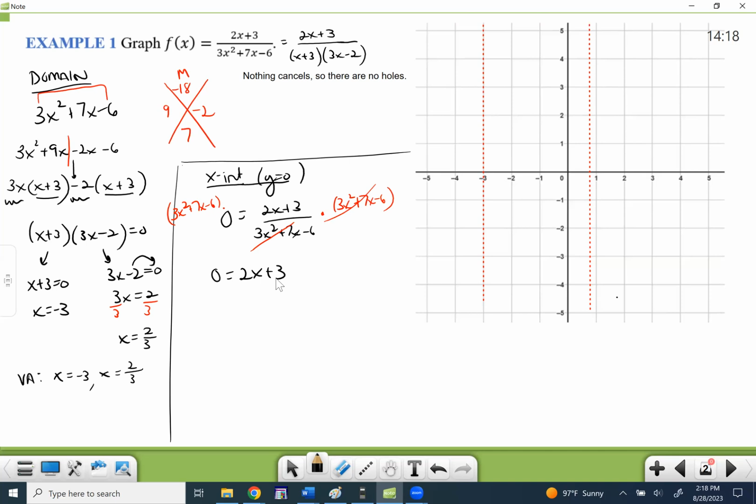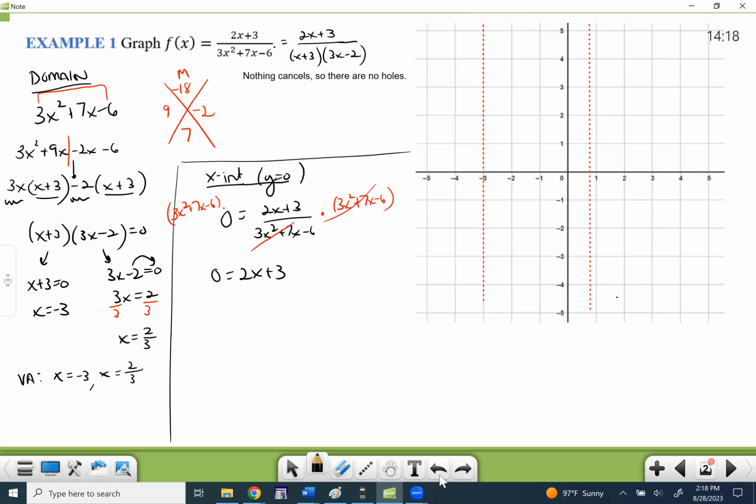Plus, another way to think of it is, I have some sort of fraction and it equals 0. Well, the only way a fraction could equal 0 is if the top equals 0 and the bottom does not, because that is technically undefined. That doesn't equal 0. So we want to make sure that the top is 0. That's enough to make the entire fraction go to 0.